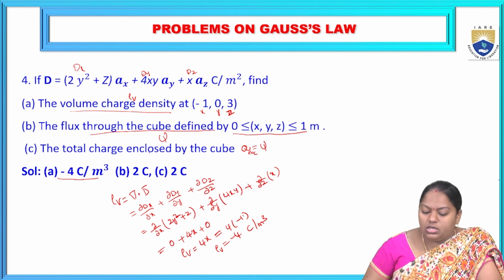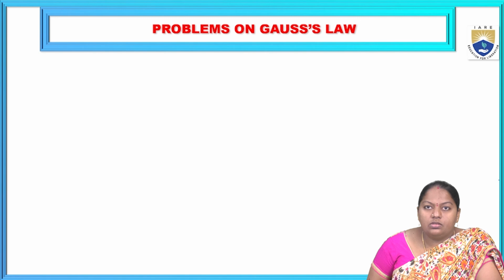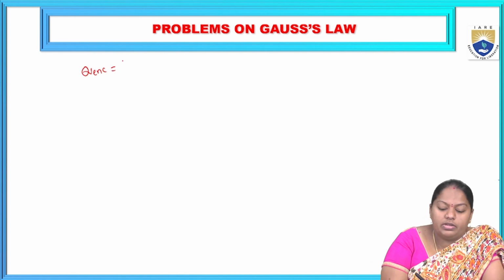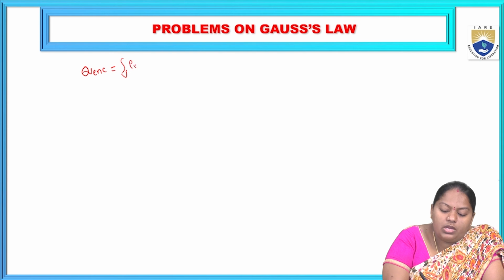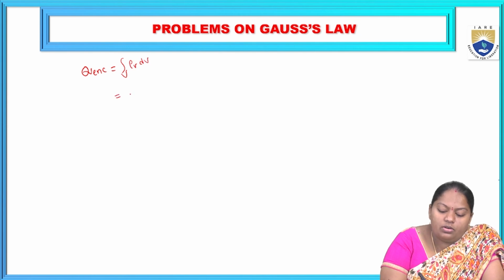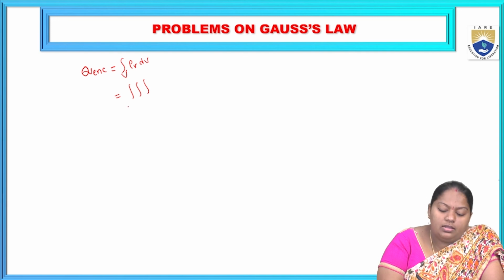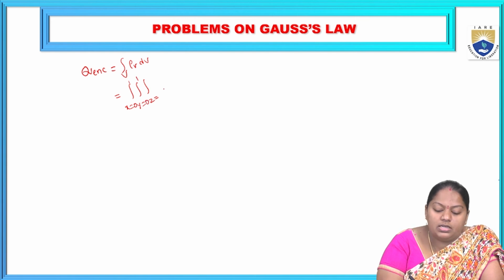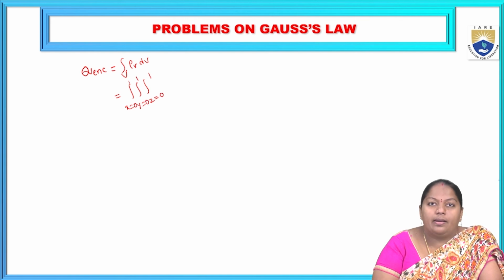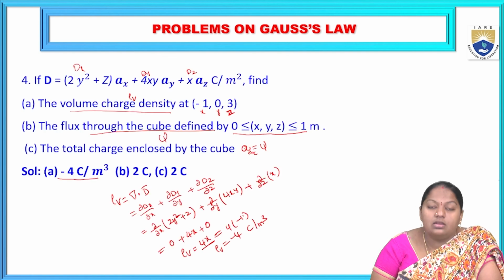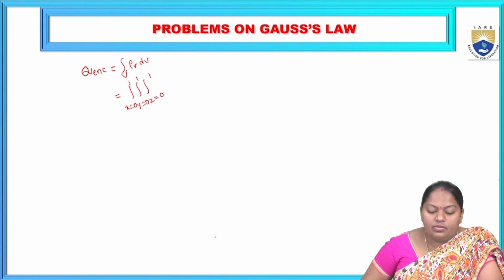need to evaluate the total charge enclosed by the cube. That is given by Q enclosed equal to integral over V of rho v dv. So for the volume integral, we are integrating with respect to x, y, z. x is ranging from 0 to 1, y is also ranging from 0 to 1, and z is also 0 to 1. And the rho v value is obtained before substituting limits as 4x.